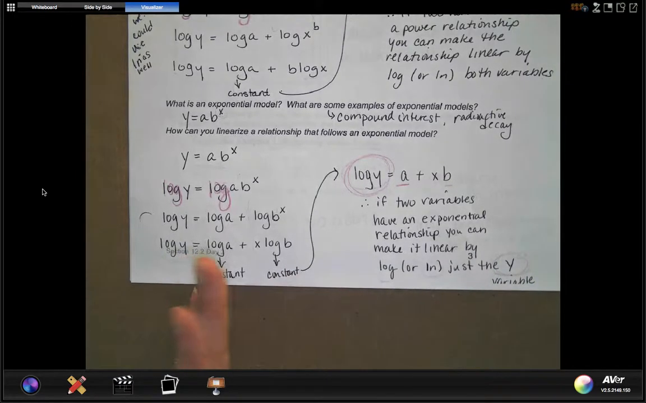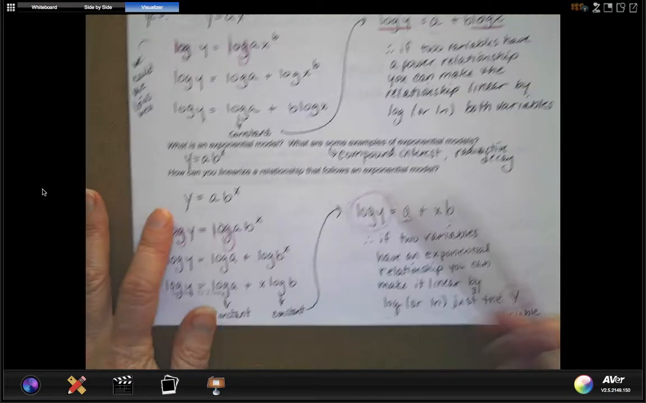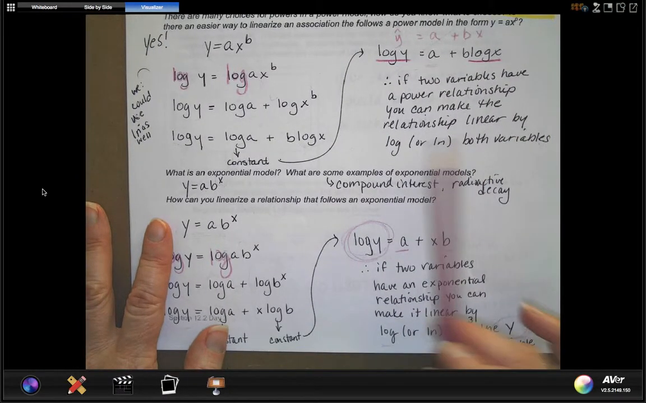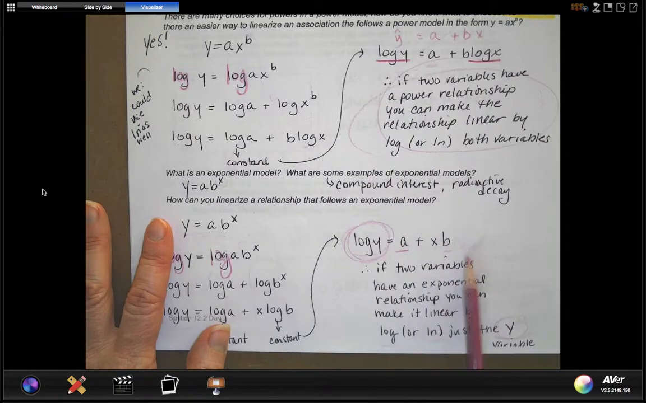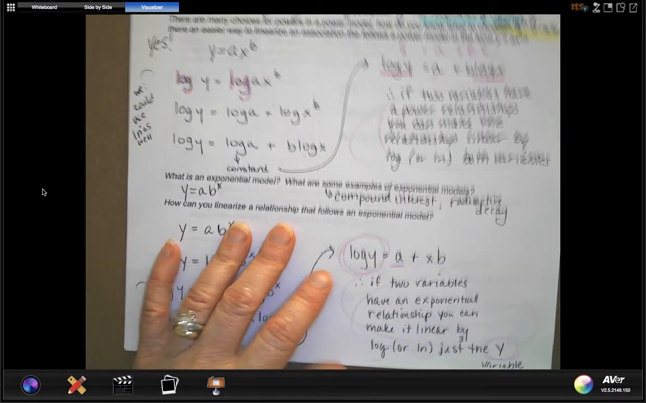Okay, so again, you don't need to know any of this stuff. If you don't remember your properties of logs, that's fine. But this therefore stuff that I have here, this is what you should know and be able to apply.